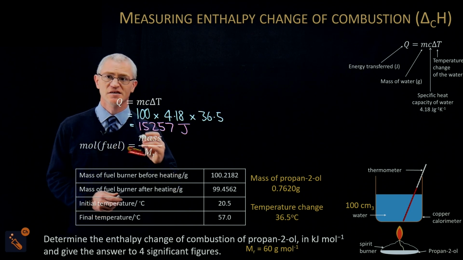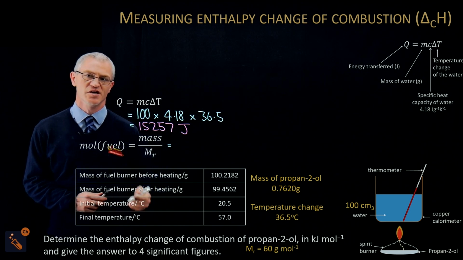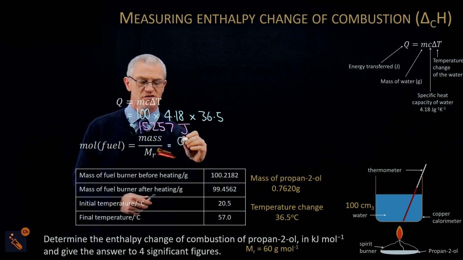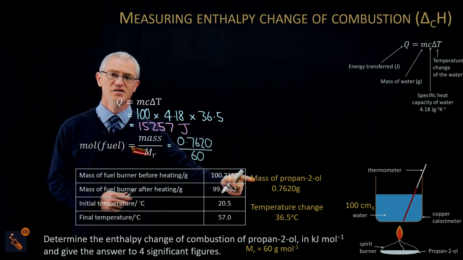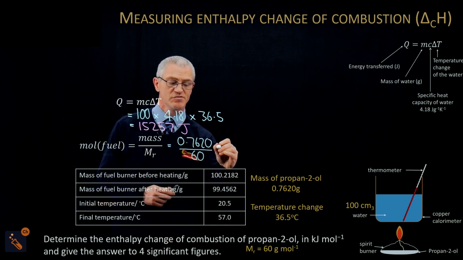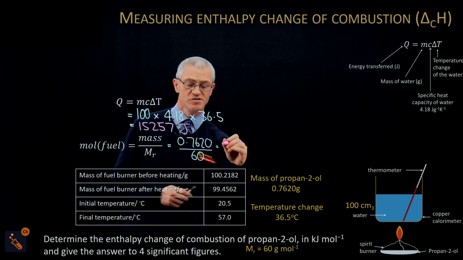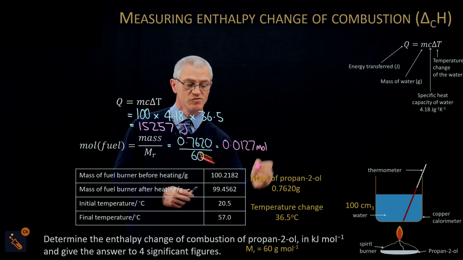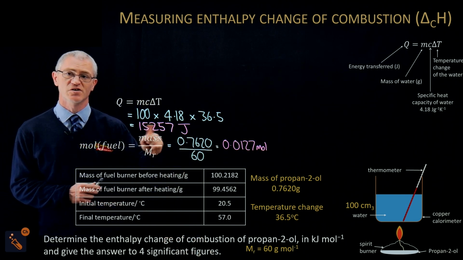So then all we do is we go here and we start calculating our mass over Mr, which is our moles. So that'll be 0.7620 divided by 60. We've got our number here and our number down here, which we calculated. And that will equal 0.0127. And that is your moles, and that is your moles of your fuel. So we've got our moles of our fuel, and we've got our energy.